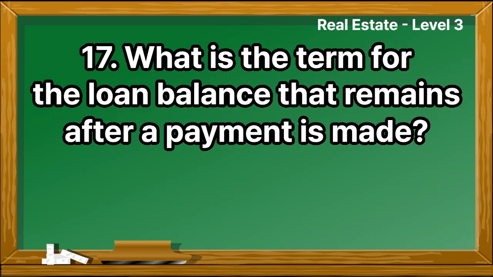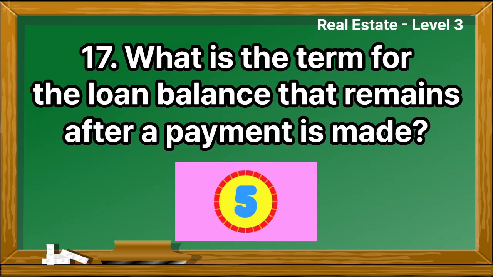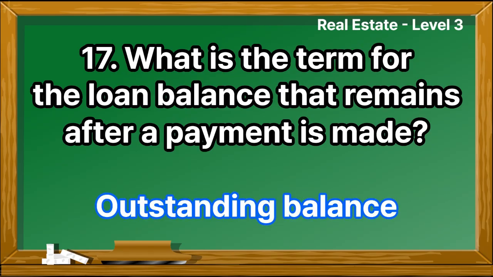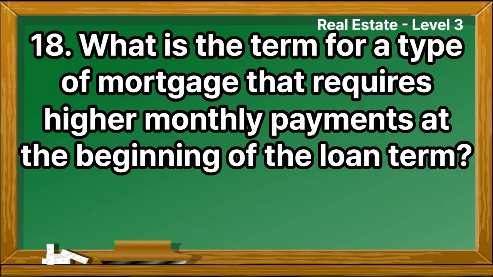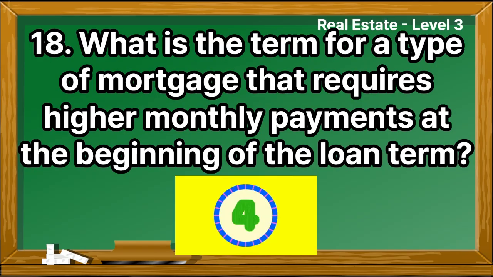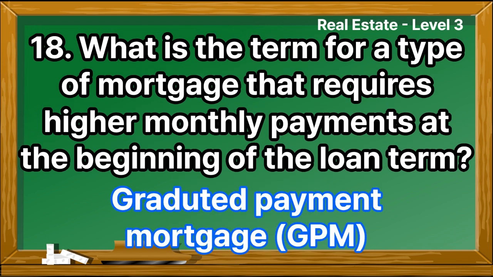What is the term for the loan balance that remains after a payment is made? Outstanding balance. What is the term for a type of mortgage that requires higher monthly payments at the beginning of the loan term? Graduated payment mortgage.